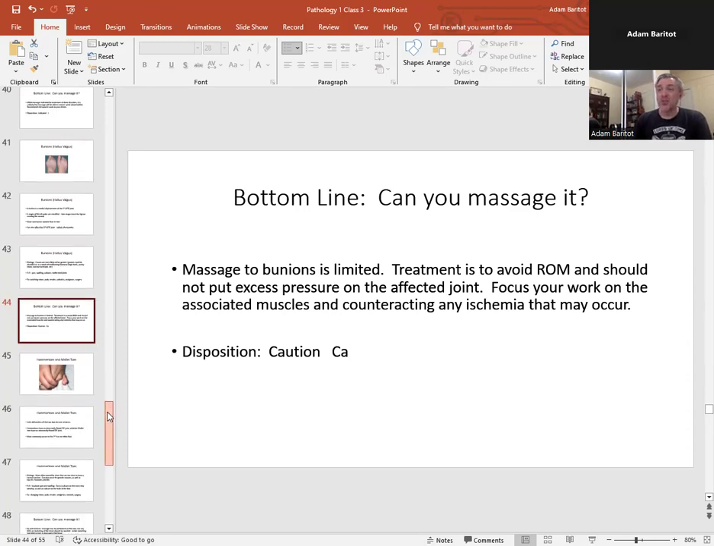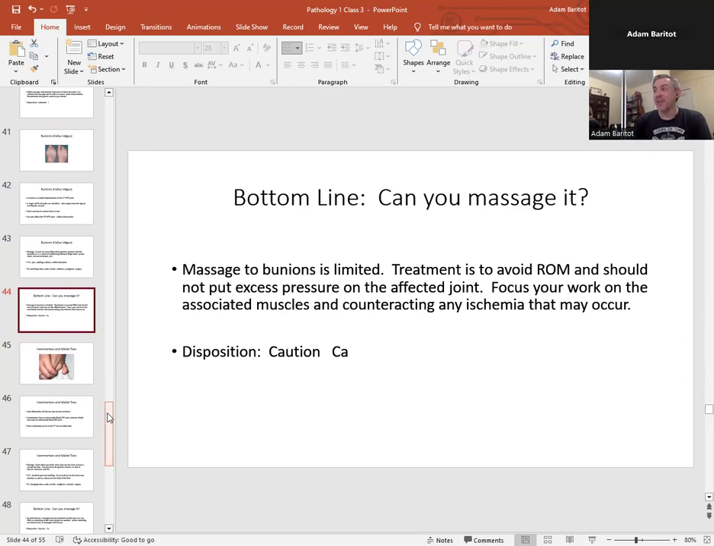Some folks may start using toe dividers like they may have in your pedicure office. That's for them to use, not for you. Maintain the caution and avoid excess pressure on this particular condition.